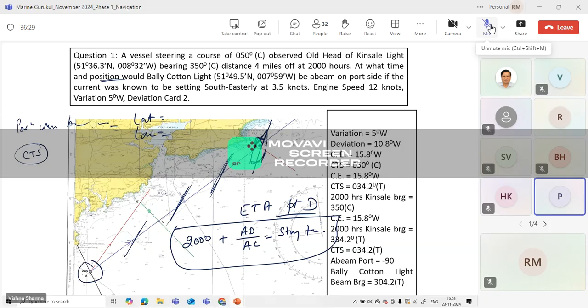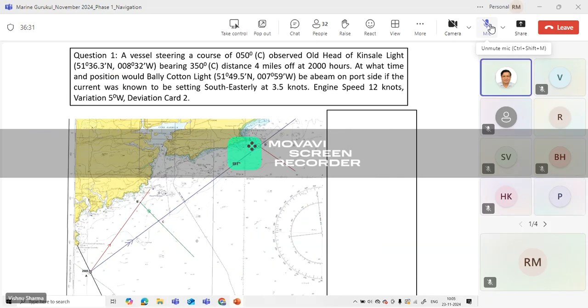Yes, sir. Guys, here is the blown up plot. I hope everybody has understood the concepts involved here. The ship's position will never be on the CTS line, it will always be on the CMG line. Yes, tell me.